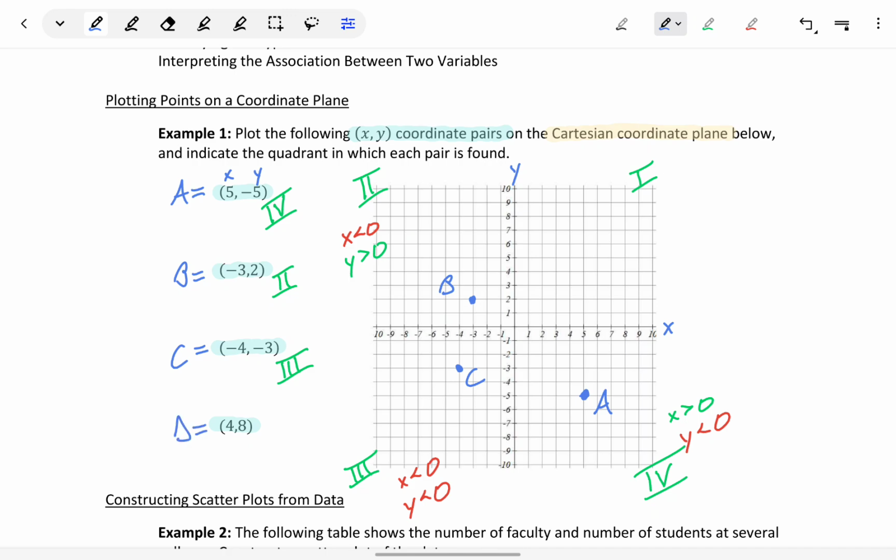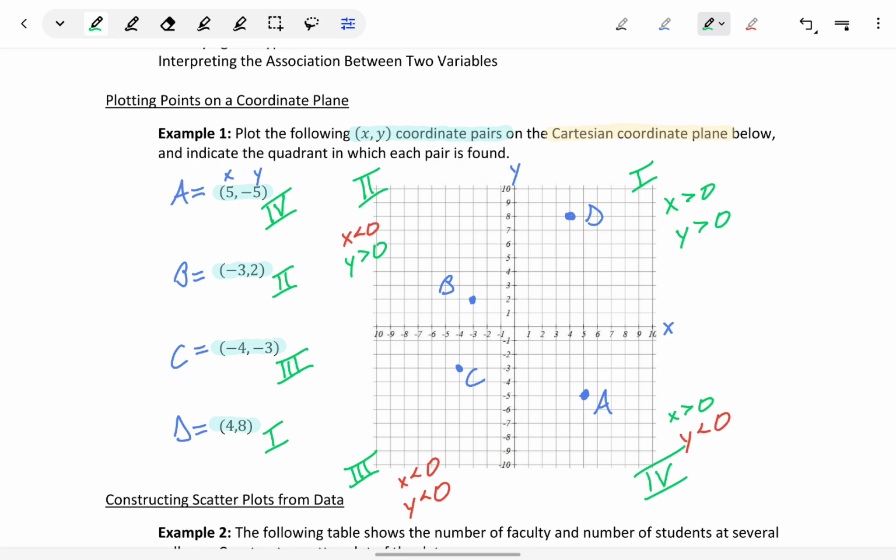And then for point D, we're given the coordinate pair 4, 8. So we would start at the origin, move to x equals 4, and then up to y equals 8. And we would find point D is in quadrant 1, where our x values are positive and our y values are positive.